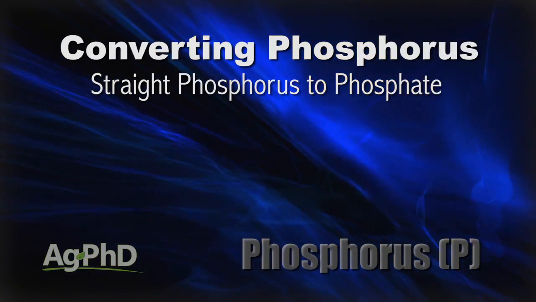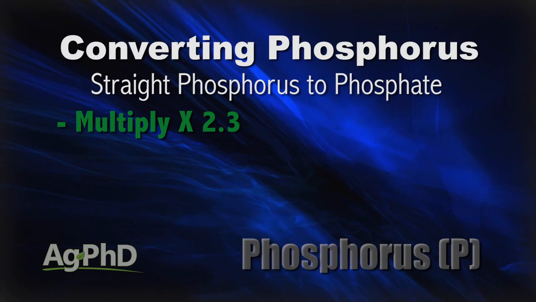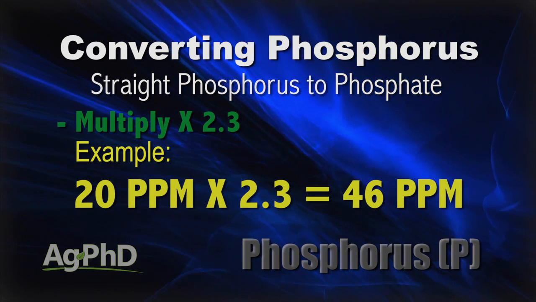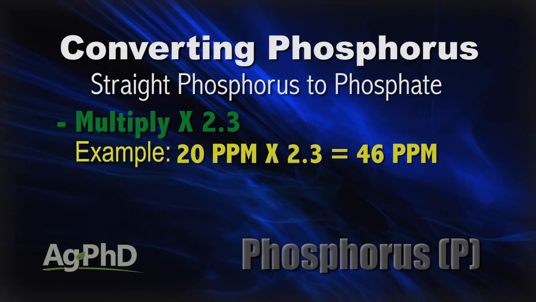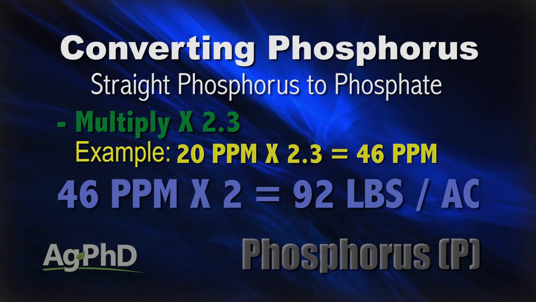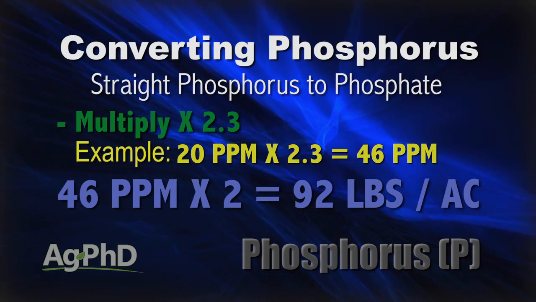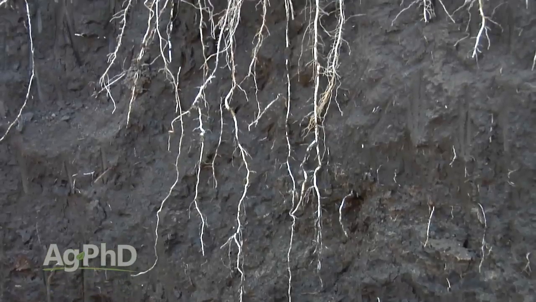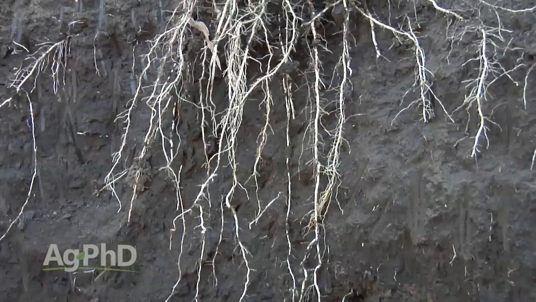Well, think about it. If we're going to convert straight phosphorus to phosphate, you multiply times 2.3. So if you had 20, you multiply that times 2.3, you're at 46 parts per million. Now you're going to double that to determine pounds per acre, so that's 92 pounds per acre. Okay, that might cover it if you're raising a really good crop, but here's the thing. Are you going to extract every last ounce of phosphorus that's already in your soil?